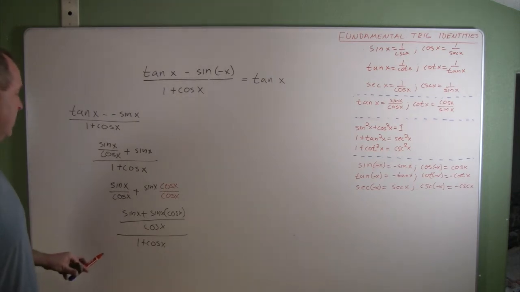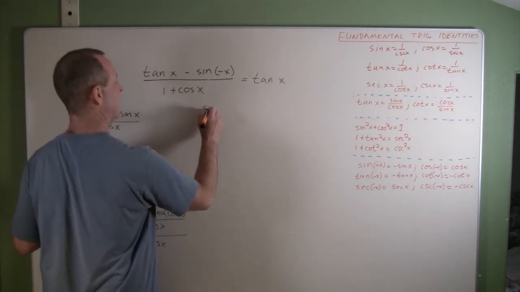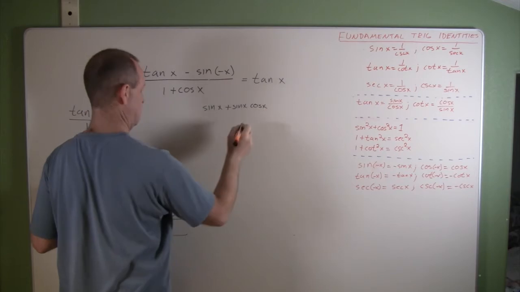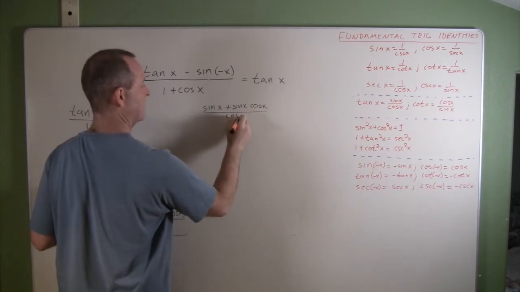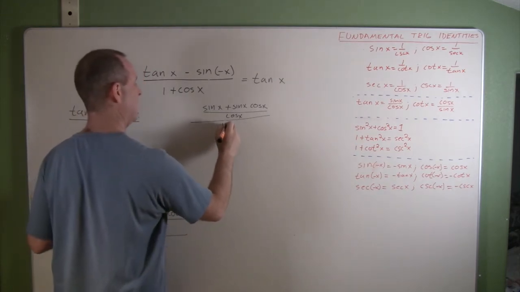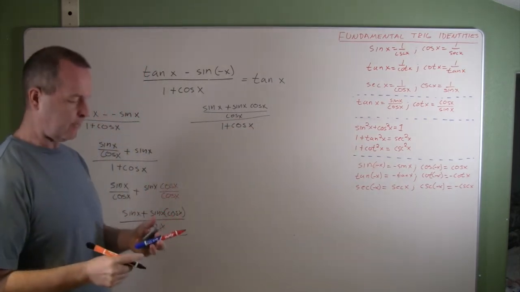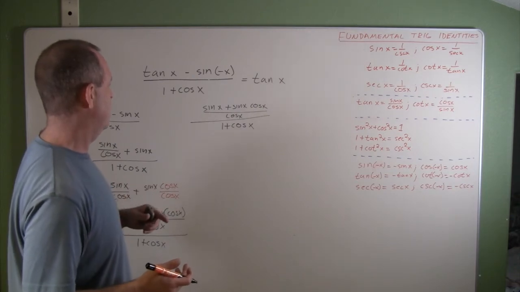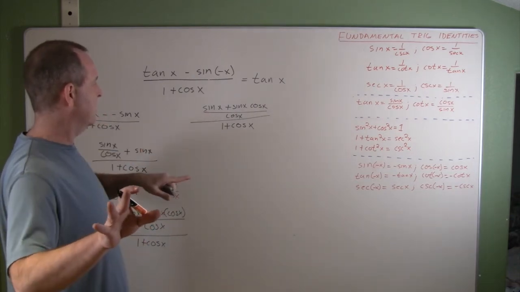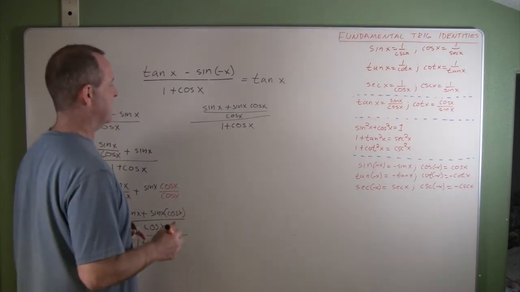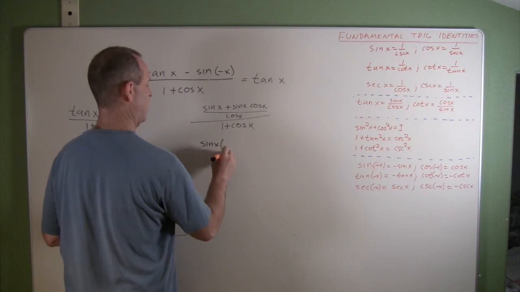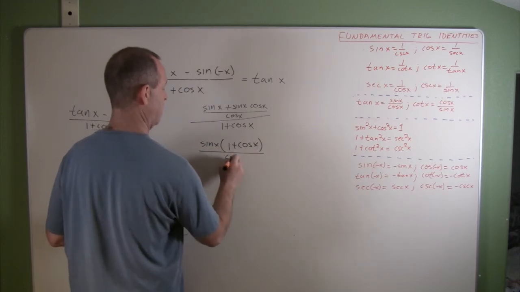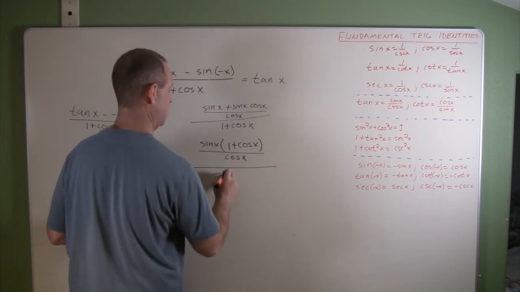So let's rewrite that up here a little bit so we can see better where we're at. Sine of x plus sine of x cosine of x, all over cosine of x, all over 1 plus cosine of x. So looks like I now have a complex fraction I can deal with. There's a couple things I can do. Let's do the numerator first. Let me factor out a sine of x. And I'm left with 1 plus cosine of x, all over cosine of x, all over 1 plus cosine of x.